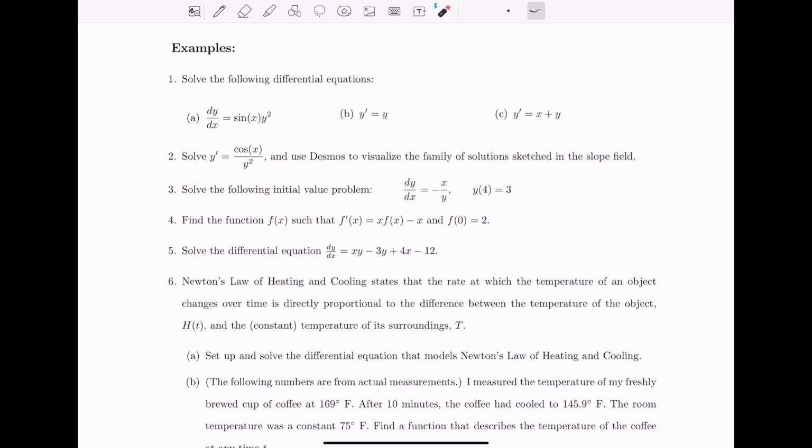Let's solve example 4. And I phrase this a little bit differently just so that we're comfortable with phrasing the problems in slightly different ways. We want to find the function f of x, we can really think of this as y, such that f prime equals x times f of x minus x. And we have an initial condition here, f of 0 equals 2. So this is another initial value problem, and we will solve it using separation of variables.